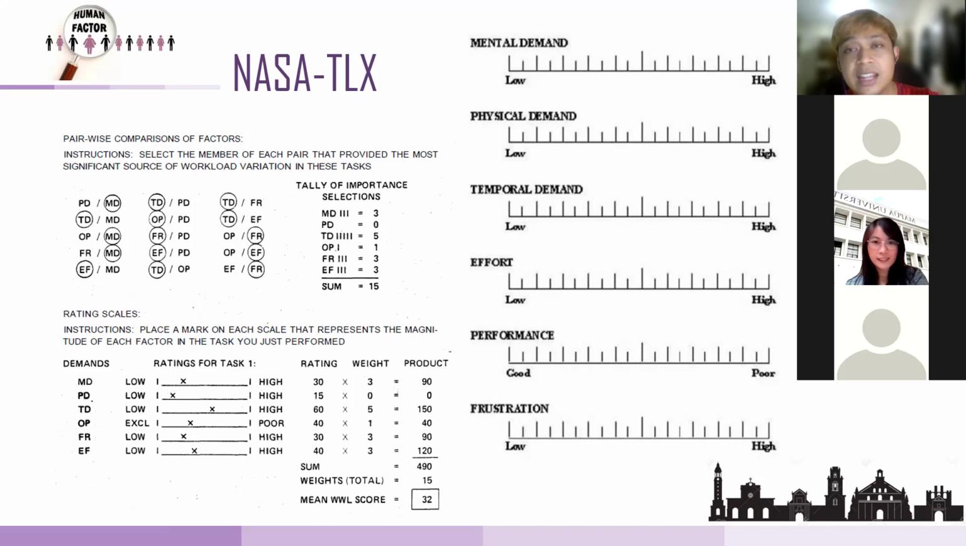But NASA TLX, like what I mentioned before, can be combined with the learning curve. In the learning curve, you can see the beginning, and then before and after.